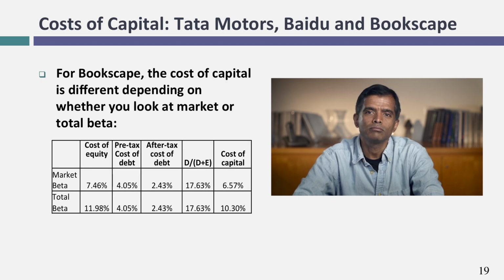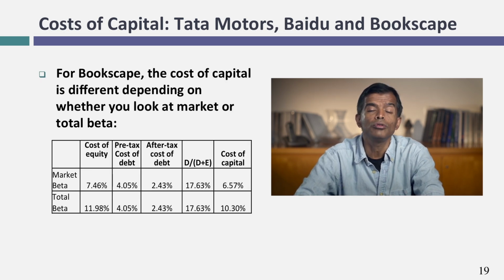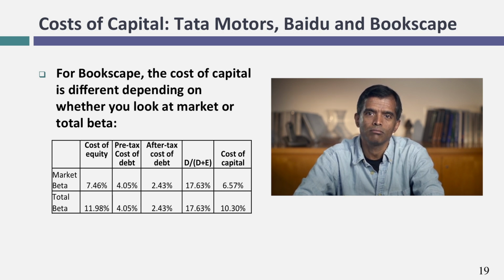For Bookscape, I tried a refinement. I computed two different costs of capital. The first was as if it were a public company. So I gave it a market beta, a market cost of equity. The weights that I used reflected the fact that it's going to be pretty close to the industry average, which is 17.63% debt and about 82.37% equity. The cost of capital I arrived at, as if it were a publicly traded company, was 6.57%.